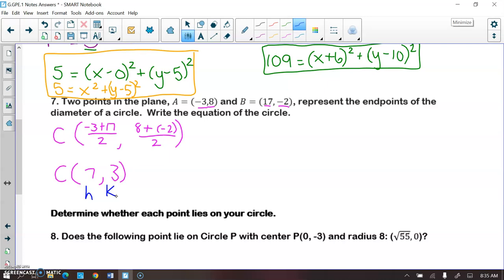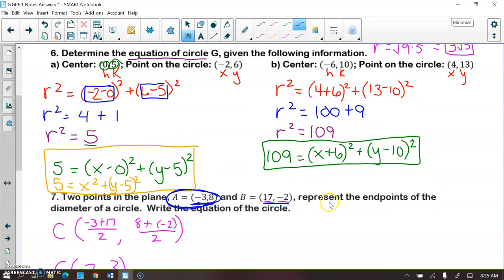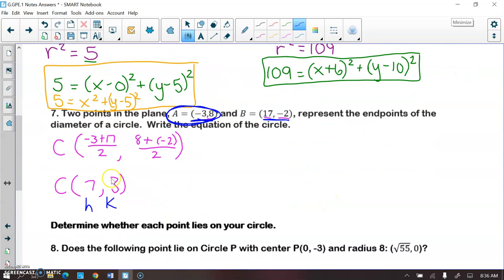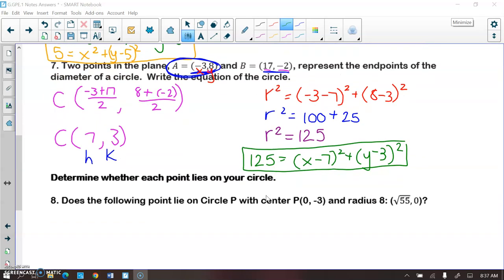We're going to use the center and one of the points that are on the circle. It does not matter which one. I'm going to use point A. And we're going to do the same exact thing that we did up above in 6A and B. So I'm going to have you pause the video and try this one from here on your own. And this is your answer. If we used point B to do this red equation, we would get the same exact thing.